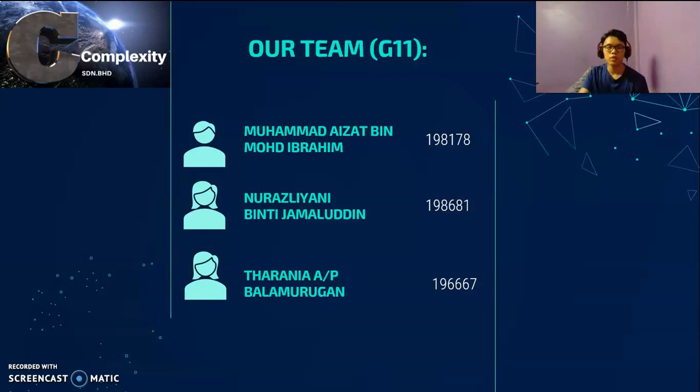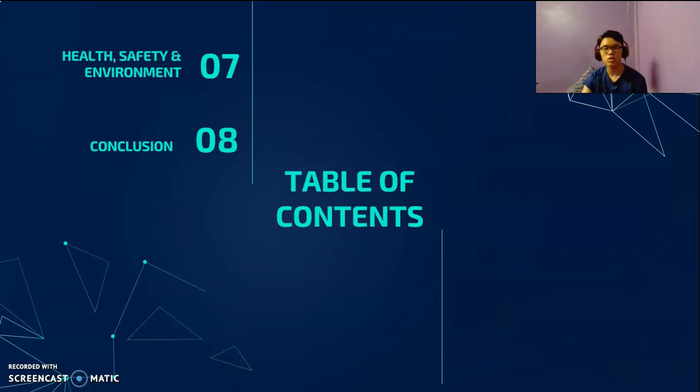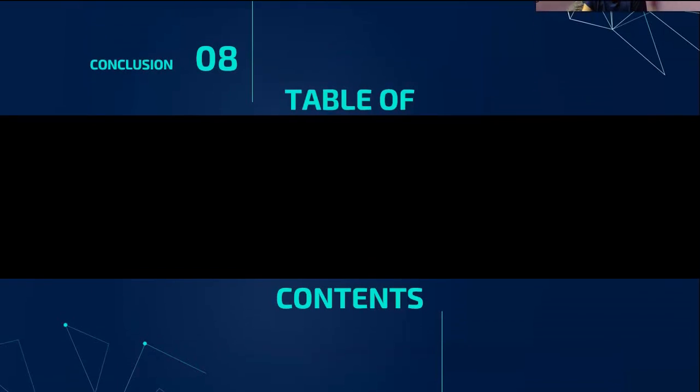Moving on. In the table of contents, the first is introduction, then process description, recycle, sizing summary, comparison of Aspen and manual calculation, economic analysis, health and safety and environment, and also conclusion.